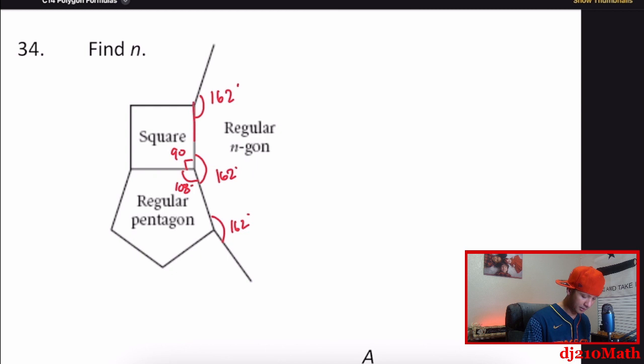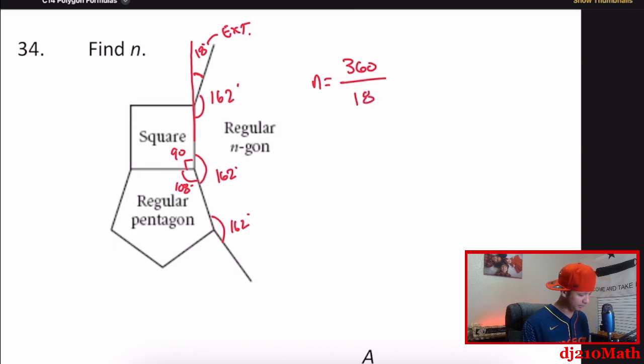If I extend the side out, this side is going to create an exterior angle. So 180 minus 162, I'm going to get 18. The exterior angle is 18 degrees. And why is that nice? Because the number of sides is equal to 360 divided by the exterior angle. So 360 divided by 18 gives us n equal to 20. So this is a 20-sided polygon.